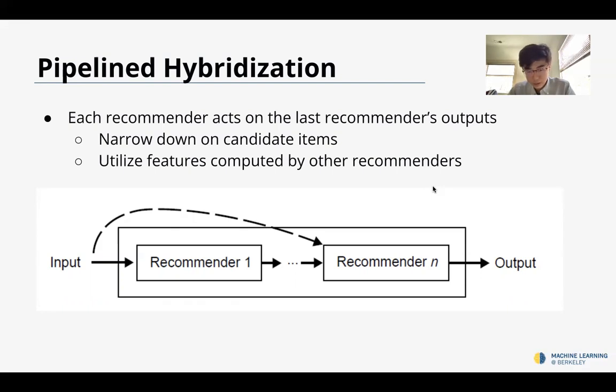Actually, I shouldn't say this is less common, because many modern systems you can think of as a form of pipeline hybridization, although it's probably no longer the case that you're developing these recommendation systems independently and training them together. It's more like you have a system where each block computes a certain set of features, and you optimize the whole thing together.